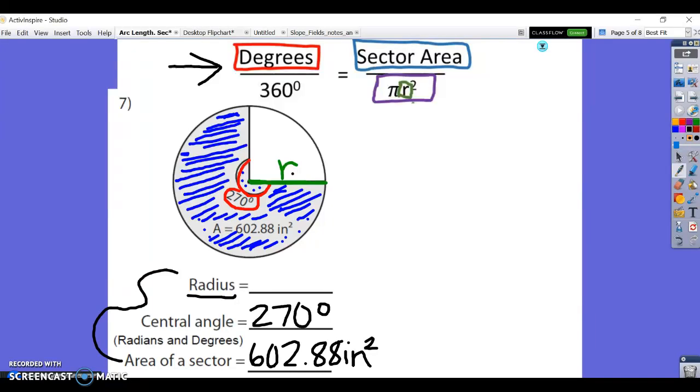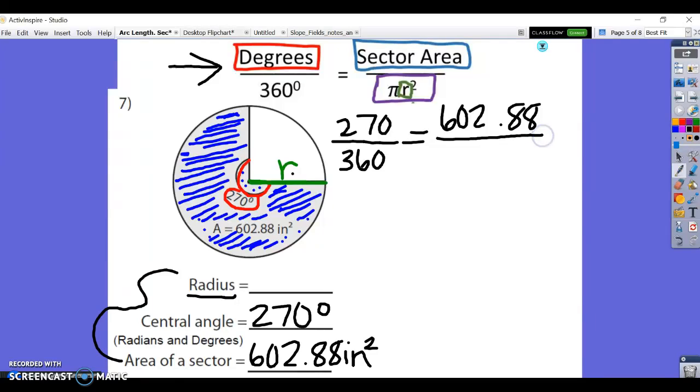Okay, so our degrees are 270 over 360 is equal to my sector area, which is 602.88 all over pi r squared. Okay, it's going to get weird, but it's going to be okay, guys. I promise. So, first thing we're going to do is start cross-multiplying.